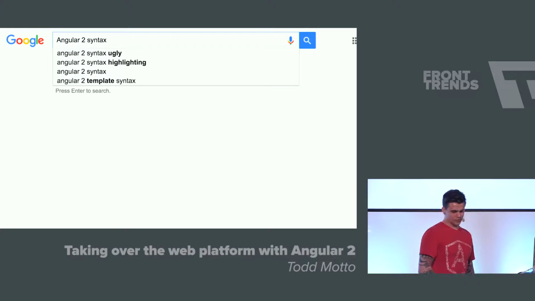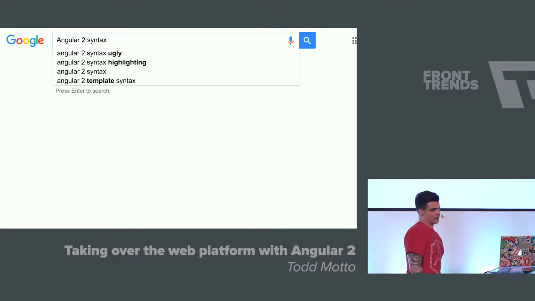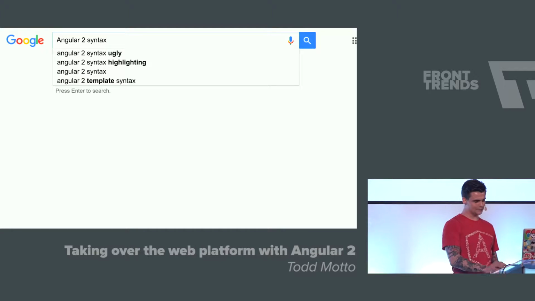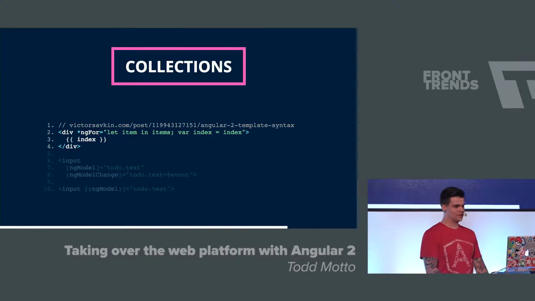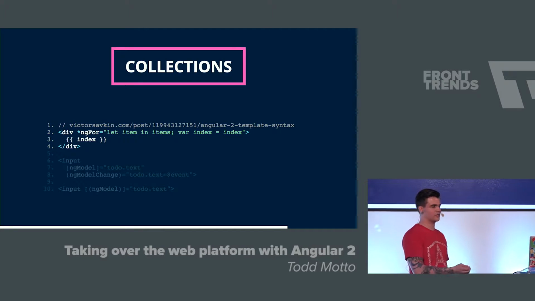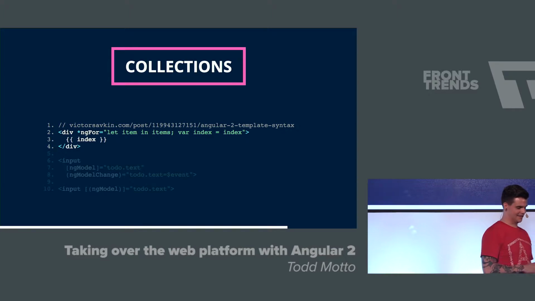So I actually Googled this last night and then came up with this. This is legitimate. You can Google it. Don't do it now. If you type Angular 2 syntax, you get this word ugly as the first result. Why might this be? Let's have a look at some crazy examples. If you haven't looked at Angular 2 syntax, this is probably going to scare you and you'll think, why?